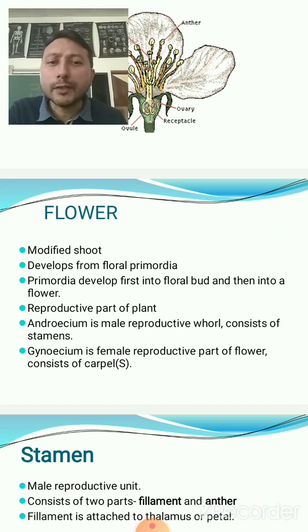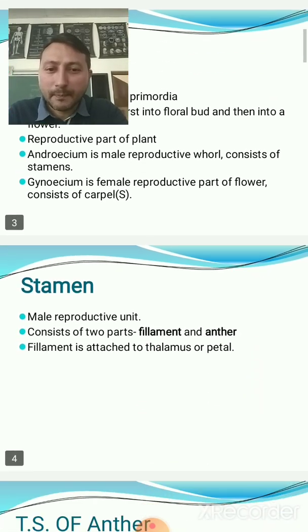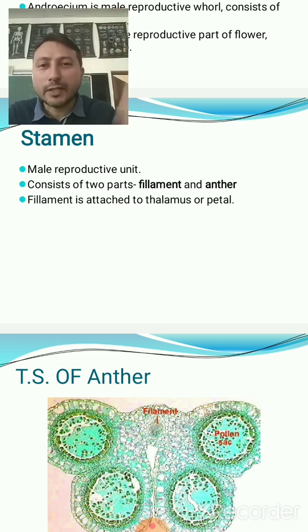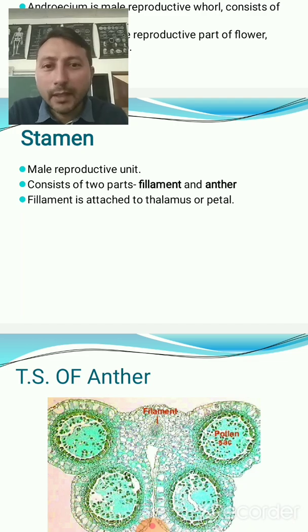Primordia develop first into a floral bud and then into a flower. This is the reproductive part of a flowering plant; androecium is the male reproductive part, and gynoecium is the female reproductive part. Then I am talking about the stamen. It is the male reproductive unit. It consists of the anther, which contains a lot of pollen grains, and the filament, a structure through which it is attached to the base. The filament is attached to the thalamus or the petal.